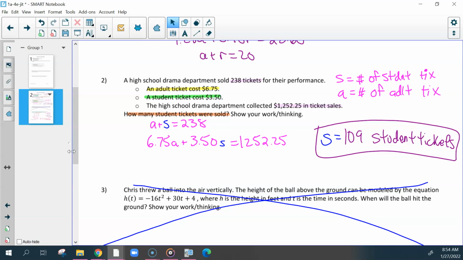Your two equations should be A plus S equals 238, and 6.75A, or whatever you use, plus 3.50S equals 1,352.25. However you solve that, you should have got 109 for student tickets, or number of student tickets.